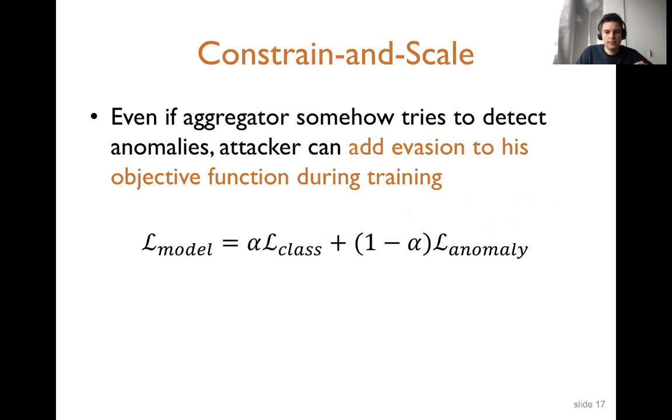There are some other things the attacker could apply, such as the constrain-and-scale technique. If there are some defenses in place, such that they look at the cosine similarity between weights, or at the overall model size, or the L2 norm of all the weights, then the attacker can just add this defense as a negative evasion loss, like a negative anomaly detection, and optimize the model to evade this anomaly detection.